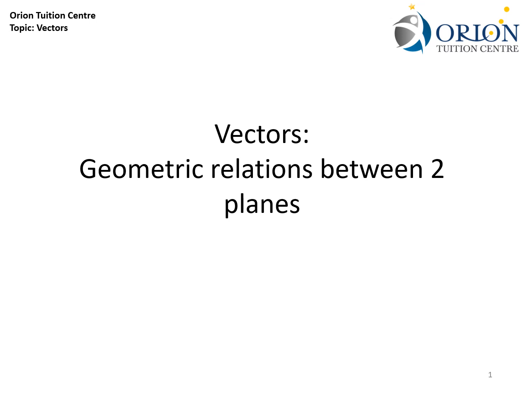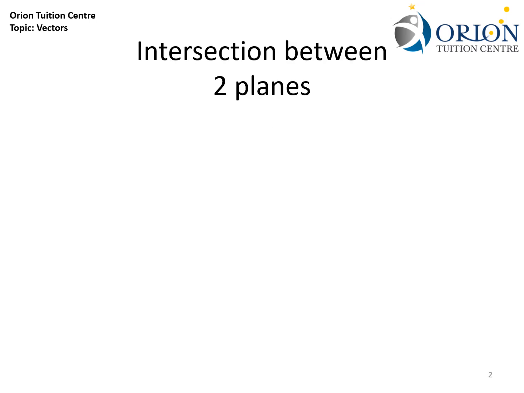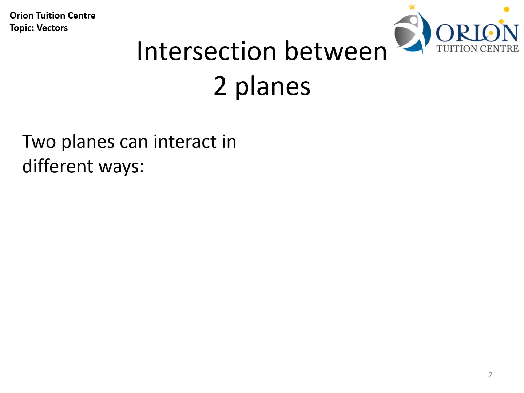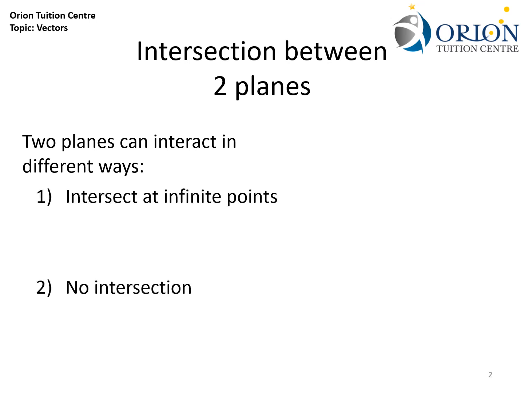In this video, we will explore the geometrical relationships between two planes. Two planes can only interact with two possible outcomes. Either they intersect at infinite number of points, or they don't intersect. If two planes intersect at infinite points, there are two possible cases. Firstly, they are non-parallel and thus they intersect at a line. For example, something like this.